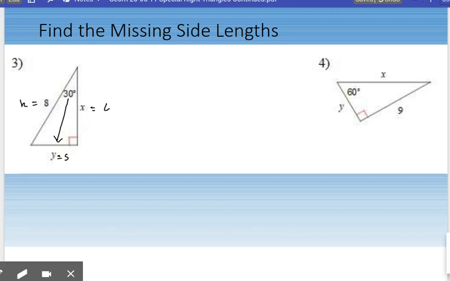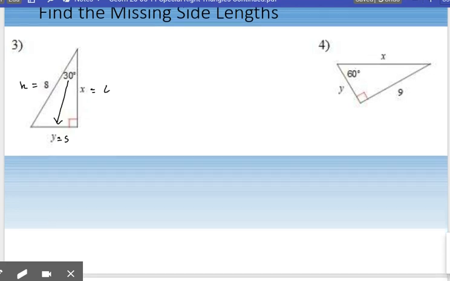Now remember, we always have to work with the short leg. So let's figure out y first. For y, we're going hypotenuse to short. That means we're going to divide by 2 by our rules we established at the beginning. So hypotenuse to short, it'd be 8 divided by 2. So my short leg is 4.